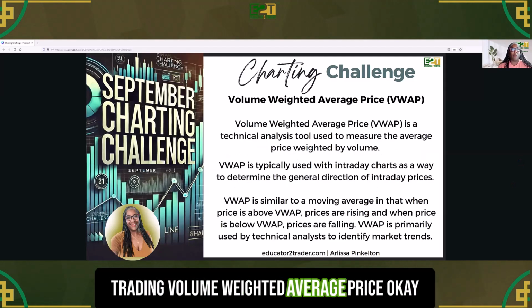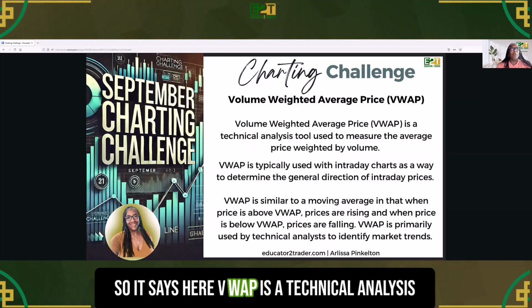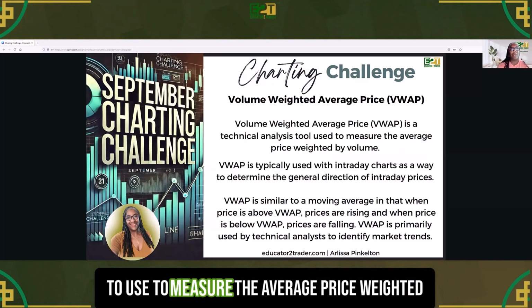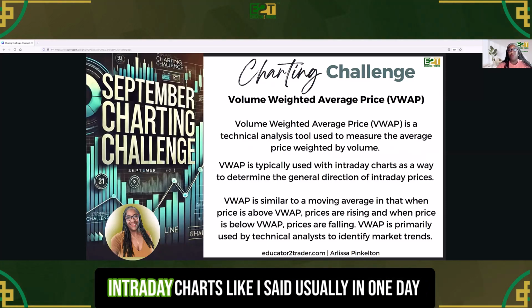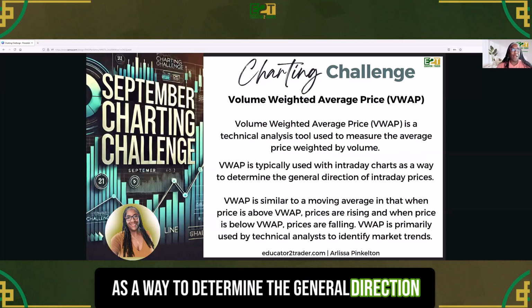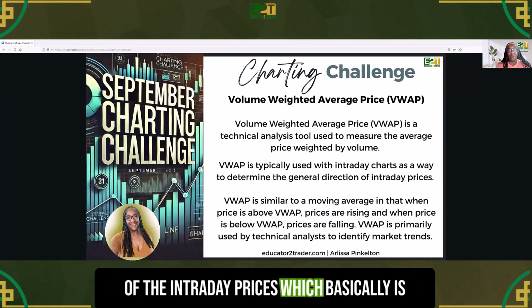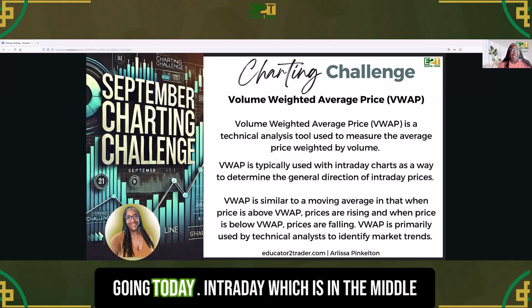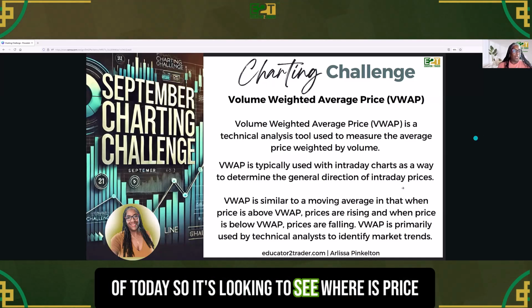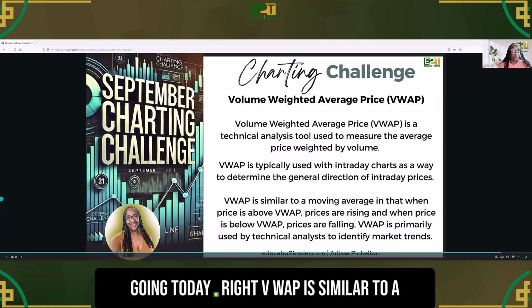Volume weighted average price. Okay, so it says here, VWAP is a technical analysis tool used to measure the average price weighted by volume. VWAP is typically used with intraday charts, like I said, usually in one day, as a way to determine the general direction of the intraday prices, which basically is saying it's a way to determine where price is going today. Intraday, which is in the middle of today. So it's looking to see where is price going today, right?